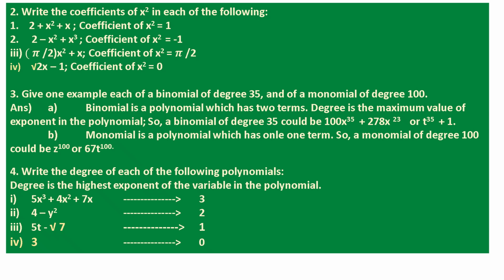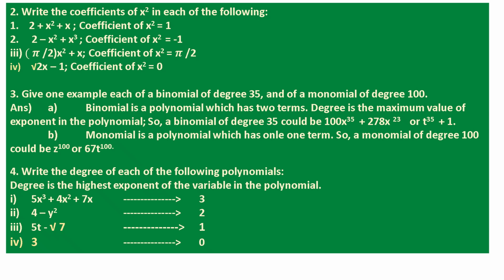The next sum is: give one example each of a binomial of degree 35 and of a monomial of degree 100. Binomial meaning there should definitely be two terms. Of degree 35, the maximum exponent value is 35, making the degree of the polynomial 35. The next one is a monomial of degree 100. Monomial meaning there should be only one term in the entire polynomial. So there is only one term which has a variable raised to the exponent 100, which answers this question.